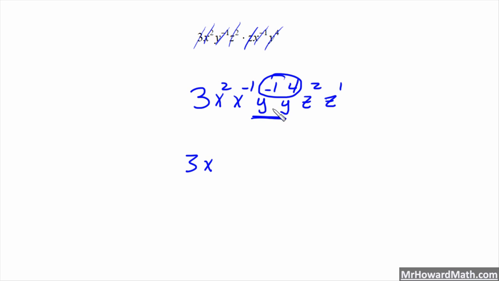For y's, I have the exponents. I need to add them. I'm multiplying those bases there. So I add these exponents. Negative 1 plus 4 is 3, so it would be y cubed. And then here, for the z's, I have an exponent of 2 and an exponent of 1. Add those, that's 3, so z cubed. So altogether, 3xy cubed, z cubed for that one.